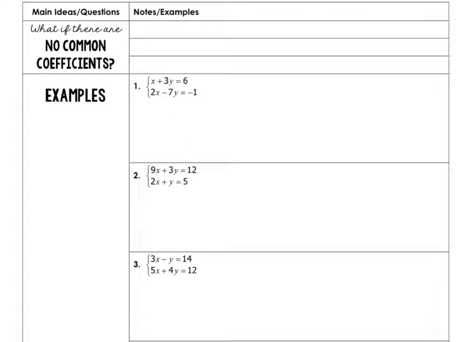All right, so this is 5.3b. This is a continuation of 5.3 and the elimination method. The last one we looked at were problems with common coefficients. This one's going to be a little more difficult, where we need to solve systems using elimination without common coefficients.